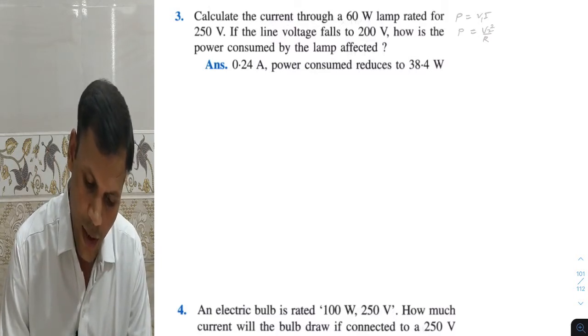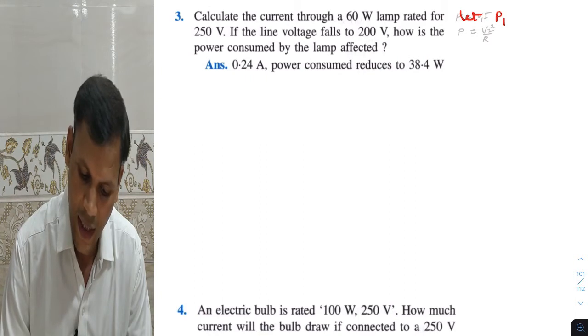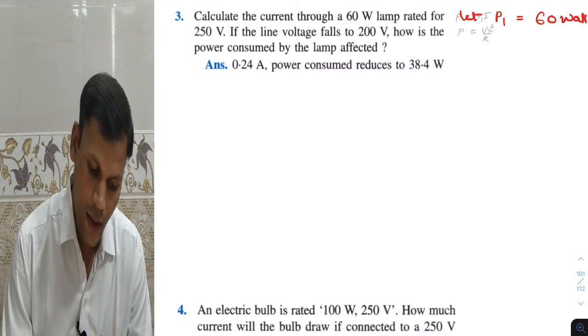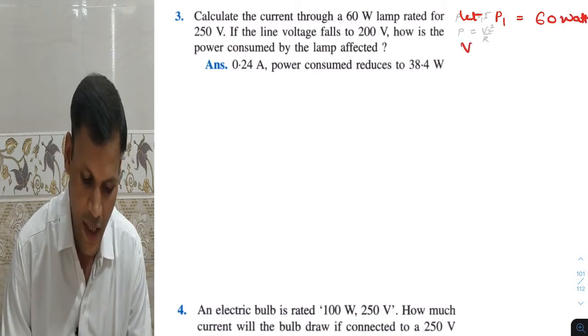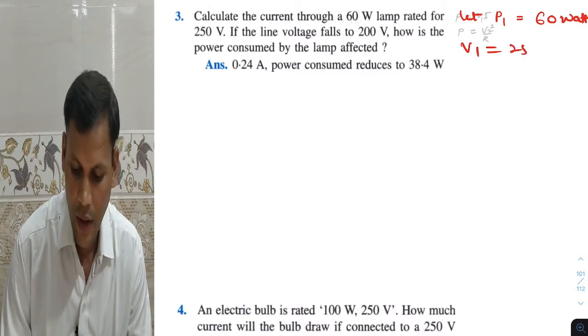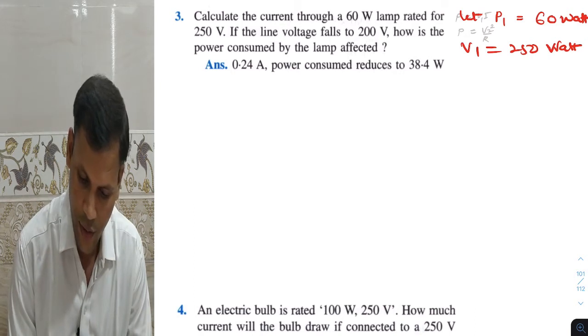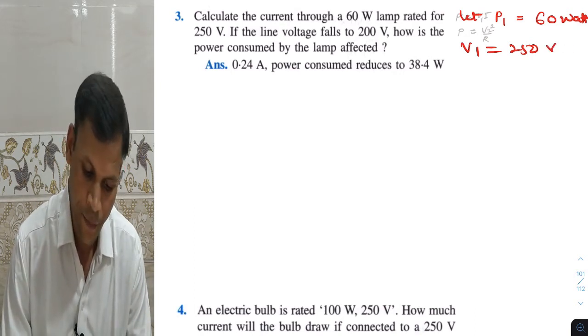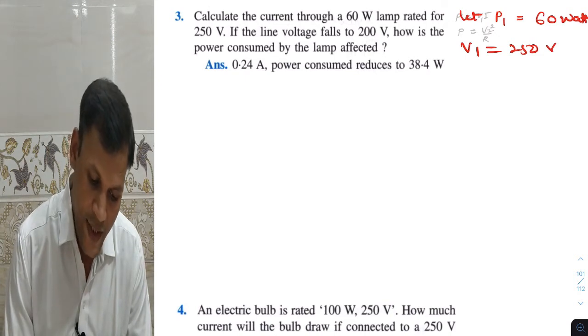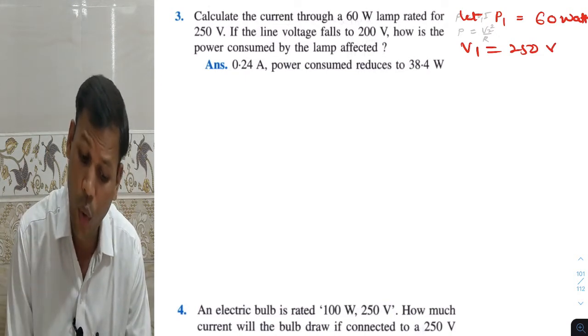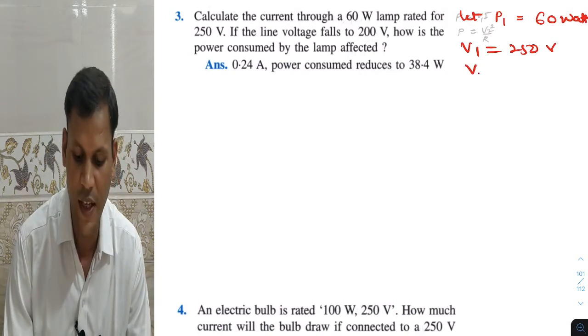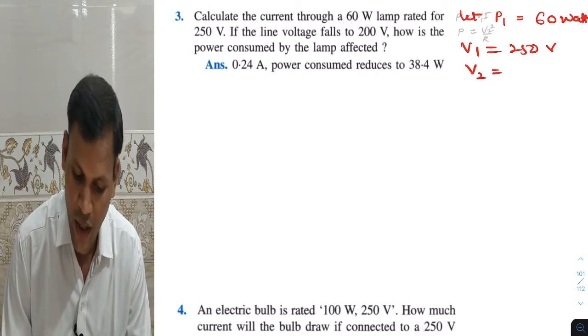I will assume, let power rating is power P1, I will say it is 60 watt and potential V1 is 250 volt. Sorry, it will be volt, not watt. Unit of potential is volt. And next is given, if the line voltage falls to 200 volt, so it is second potential V2. It is 200 volt.